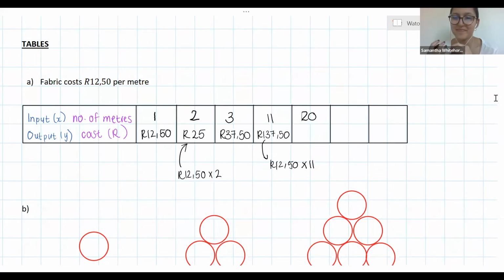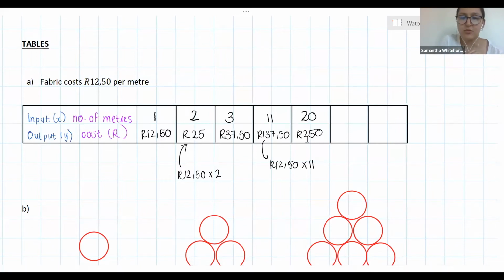Ma'am, for 20 meters, it's going to cost me 250 Rand. Excellent. So I would say 12 Rand 50 times 20, and I get 250 Rand.